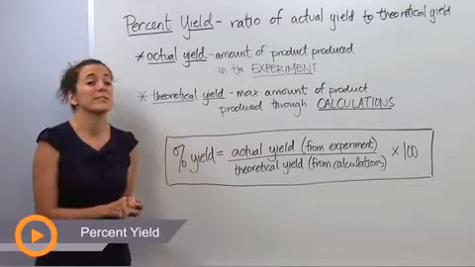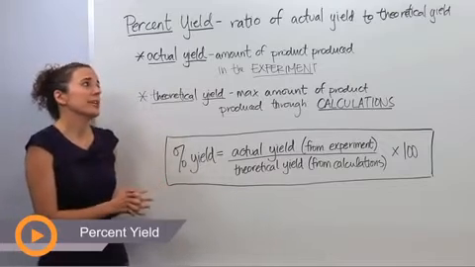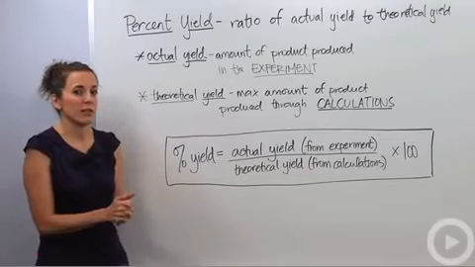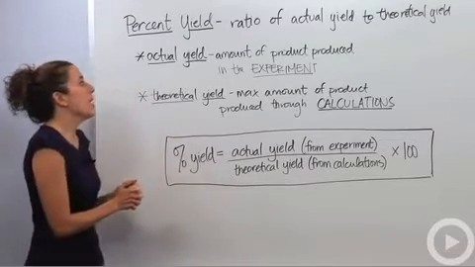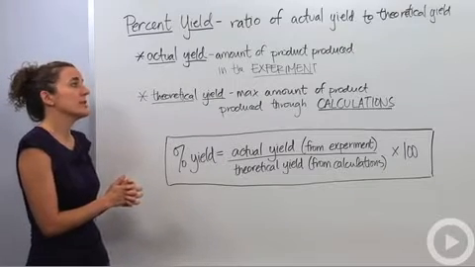All right, so we're going to talk about percent yield. Percent yield is the ratio of actual yield to theoretical yield. Okay, well, what is that? Actual yield is the amount of product produced in the experiment.